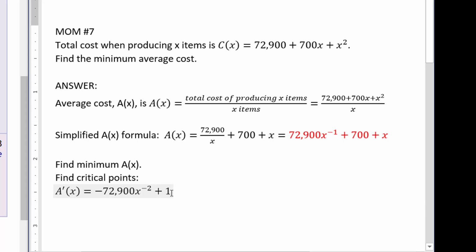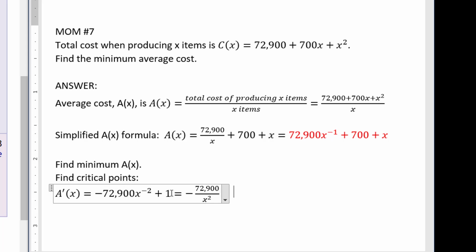Note that this function, A prime of x, actually could be written as negative 72,900 divided by x squared. Remember, x to the negative 2 is the same thing as dividing by x squared. So when you look at it this way, you can clearly see that x can't be 0. If you let x be 0, then A prime is undefined because you can't divide by 0. So I'll just note A prime of x is undefined at x equals 0.